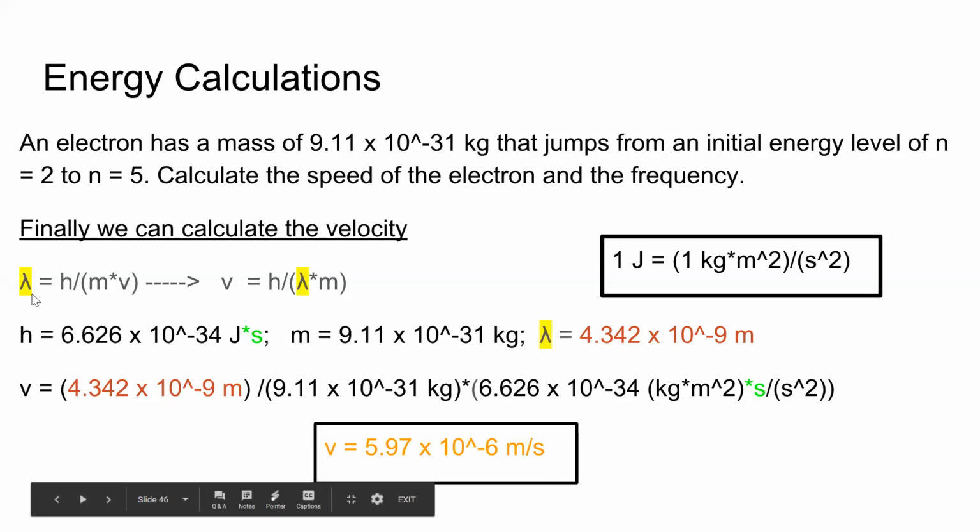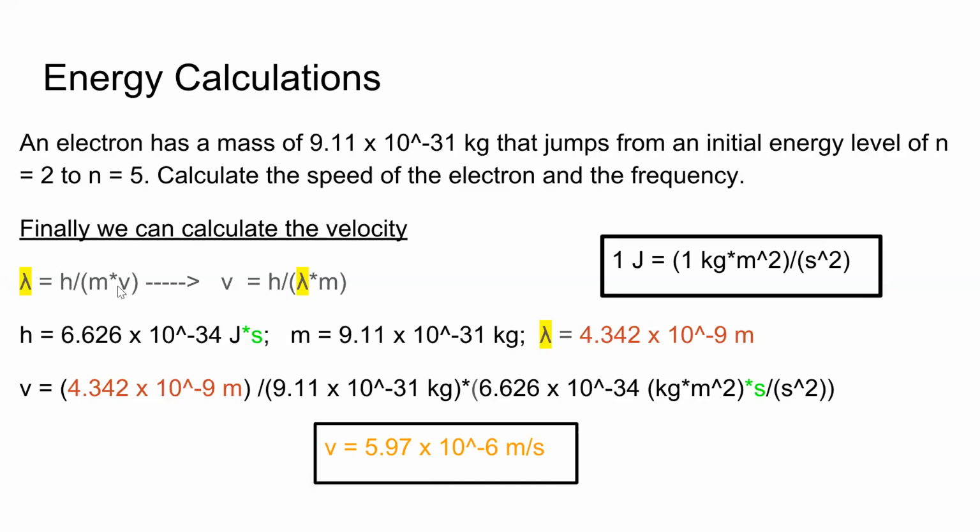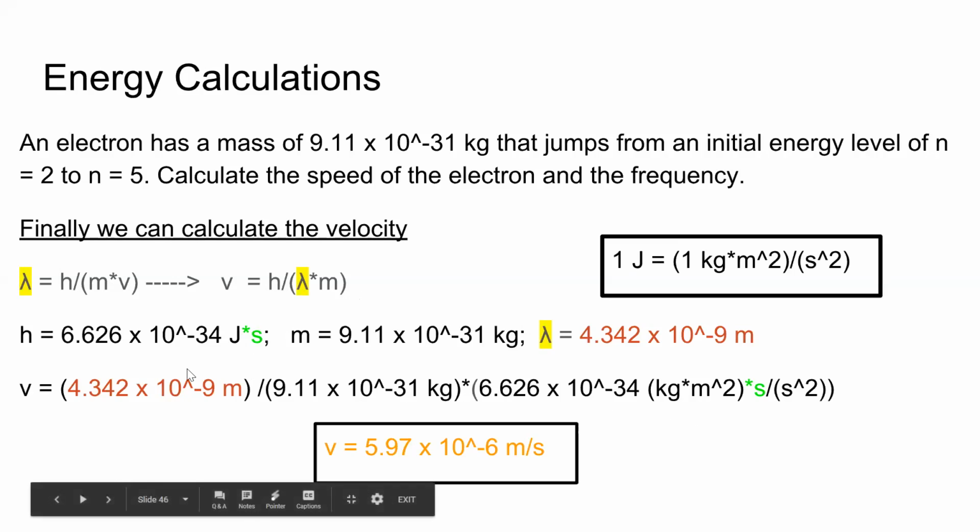All right, so sorry for the typo. So we know that lambda is equal to Planck's constant divided by mass times velocity, which is your momentum, and we know momentum is equal to mass times velocity. I know, repetitive. So what we do is isolate v, and we already did that right here. We know that h is a constant, the mass is in kilograms, and lambda is in meters. So we can plug everything back in and cancel out everything, and our velocity is equal to 5.97 times 10 to the negative 6 meters per second.